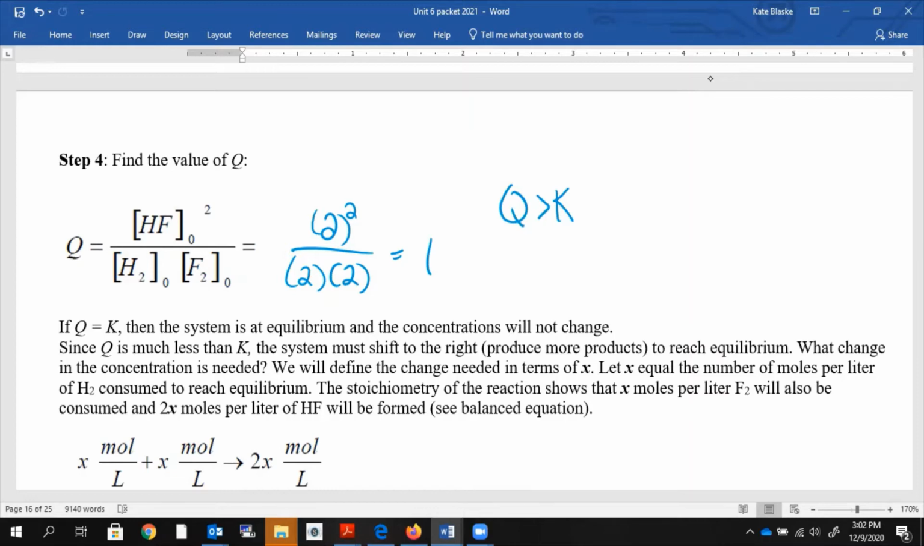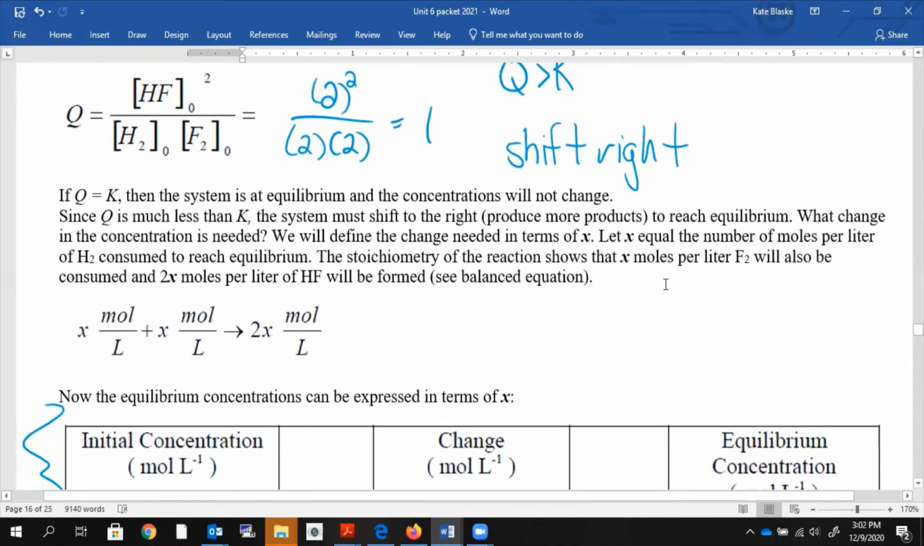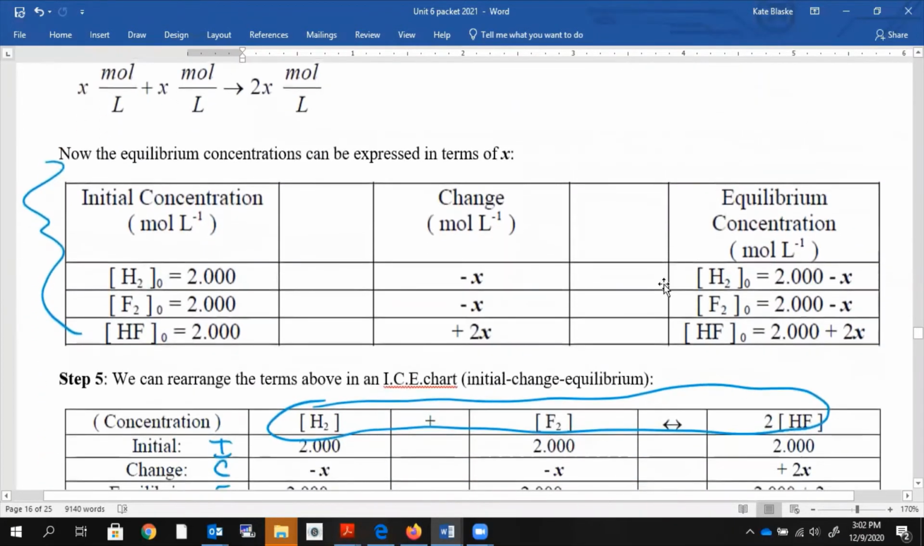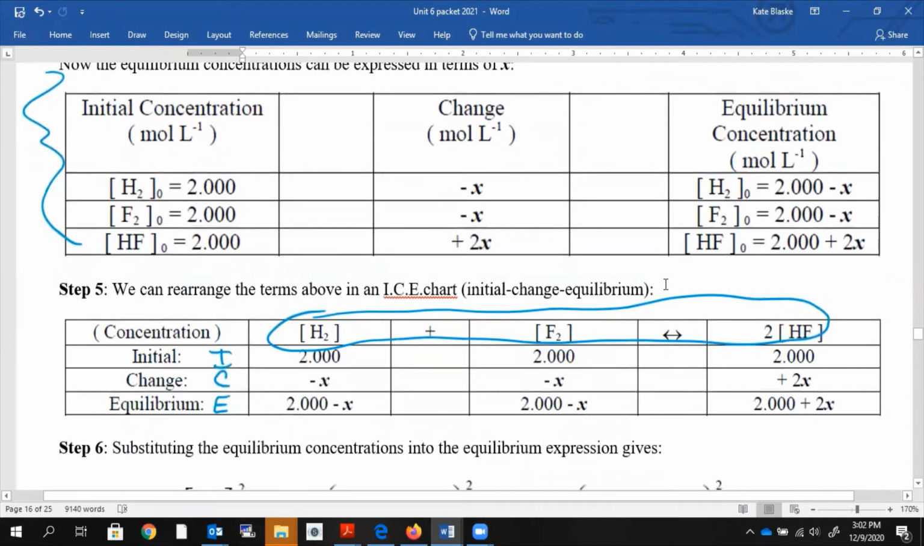So if we shift to the right, we are going to make more products and use up our reactants. So we are going to use that information to calculate our equilibrium concentrations. So this top graph or this top data table is sort of collecting all of that information. We have our initial concentrations of all of these things.